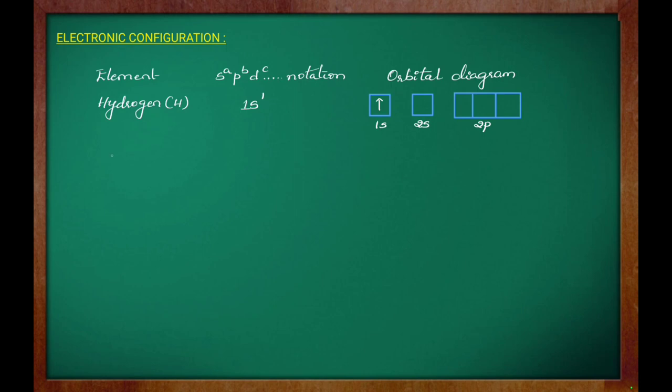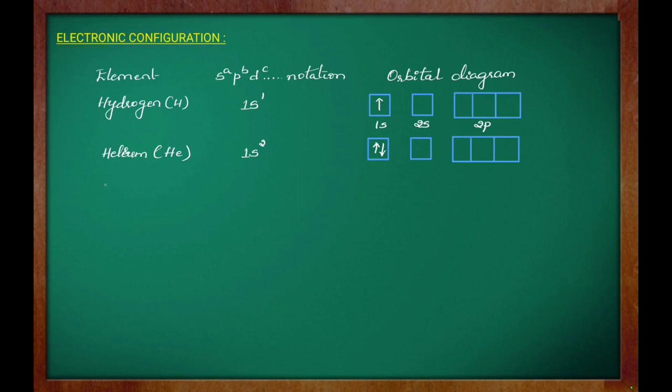Now let us write the electronic configuration for helium. Helium is represented by He. It has two electrons, and these two electrons will enter the 1s orbital. So two electrons can be written as 1s2. Writing the orbital diagram notation, the first electron will enter the s orbital. One more electron with the opposite spin will also enter the first s orbital. So the orbital notation for helium is represented like this.